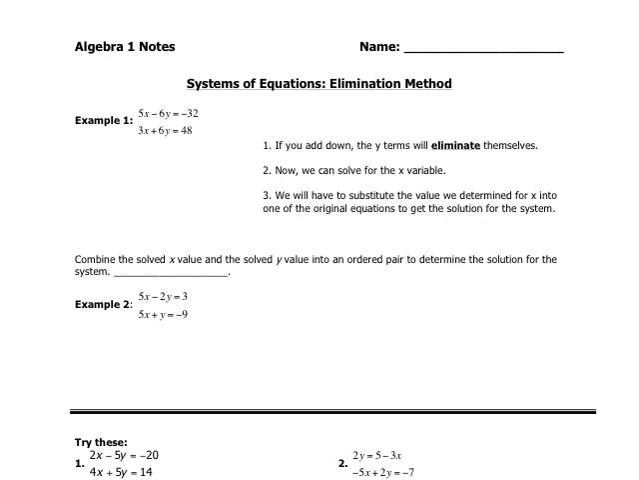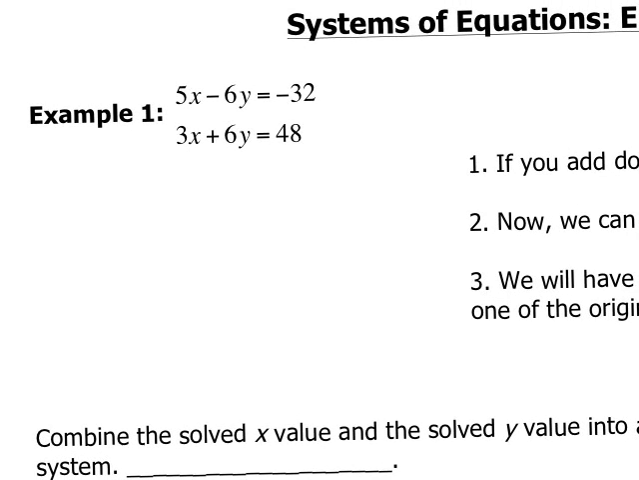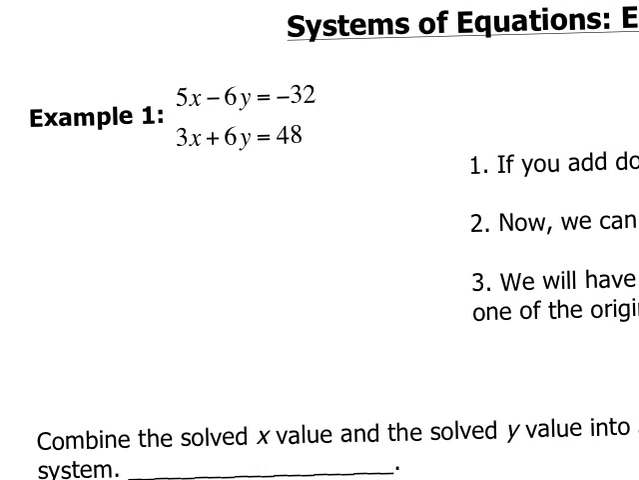So as I am looking at an elimination problem, I want to look for opposites on either the x's or the y's. Okay? So let's look at example 1. So in example 1, do you see any opposites? Yeah, negative 6y and 6y. Okay? So I know that if I add negative 6y and 6y together, they are going to eliminate. So since I have opposites, I'm going to go ahead and add down.